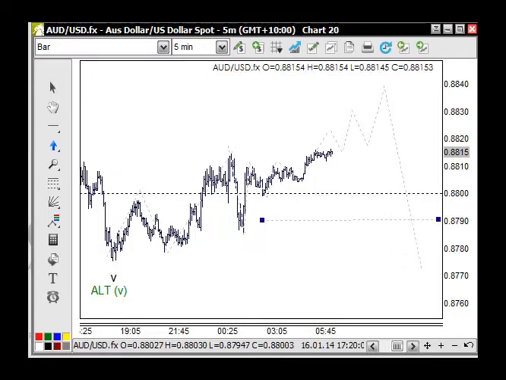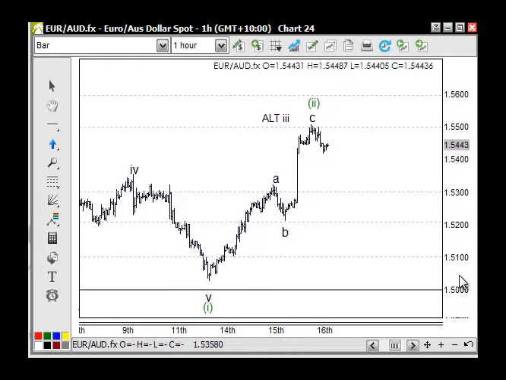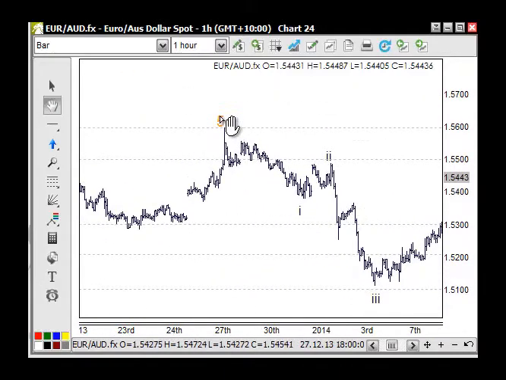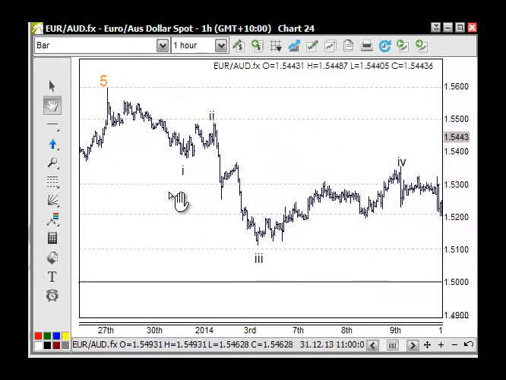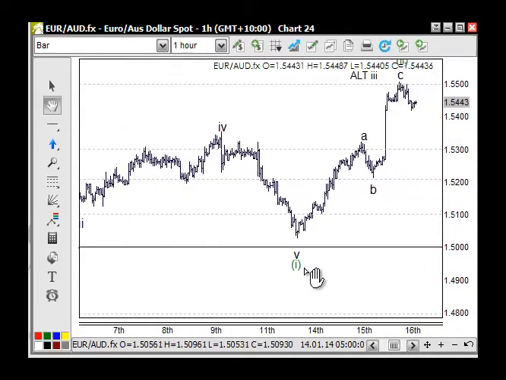Okay, that's that. The Euro Australian. What we're looking for here on the 1 hour, we're looking at this from the top of wave 5 here, minor wave 5. We're looking at this down as 1, 2, 3, 4, and 5 here.